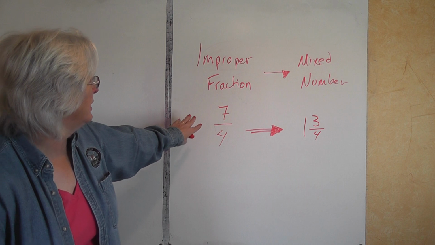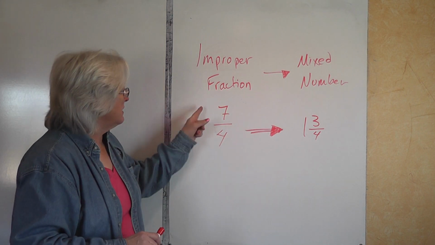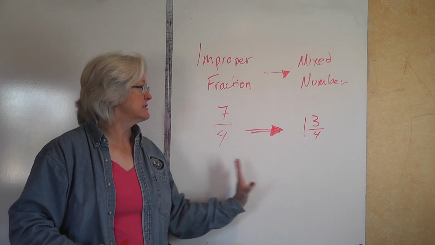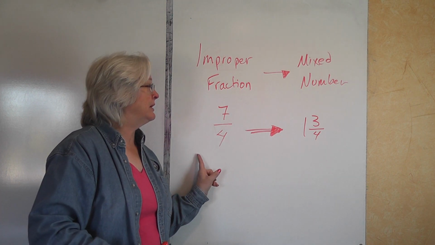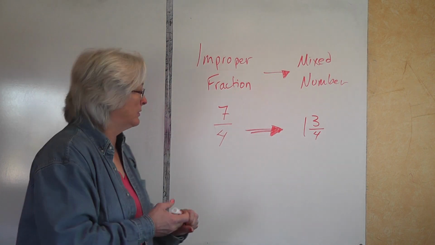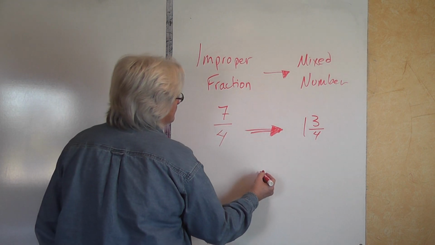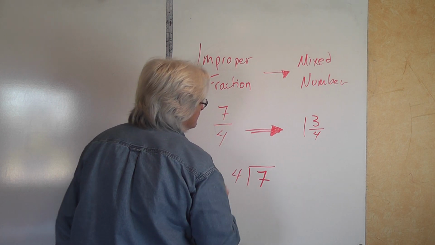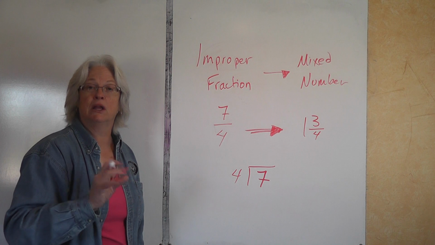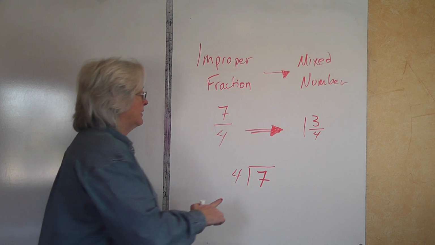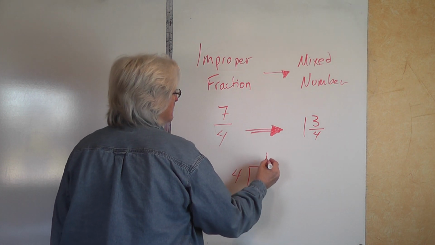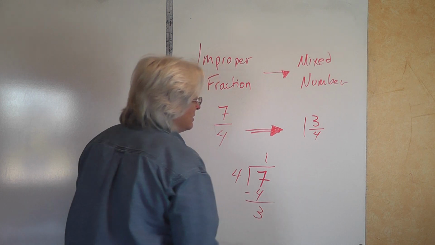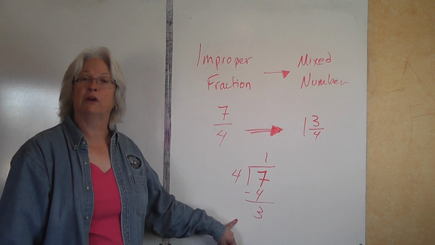What does this fraction bar here actually say? This is telling us to take 7 and divide it by 4. This is the very straightforward way that you convert from an improper fraction to a mixed number. This says 7 divided by 4. Simply convert your fraction into a long division problem. 4 goes into 7 one time. 1 times 4 is 4. You subtract, and you have a remainder of 3.